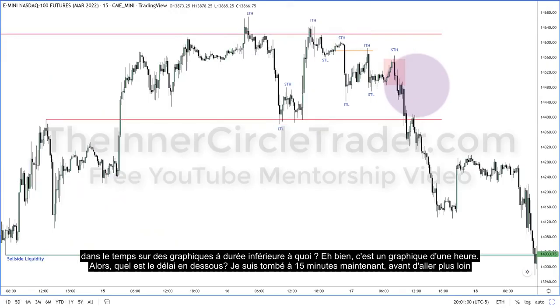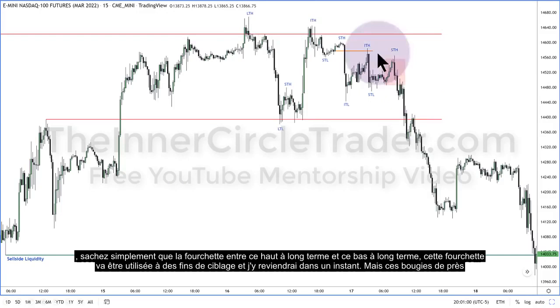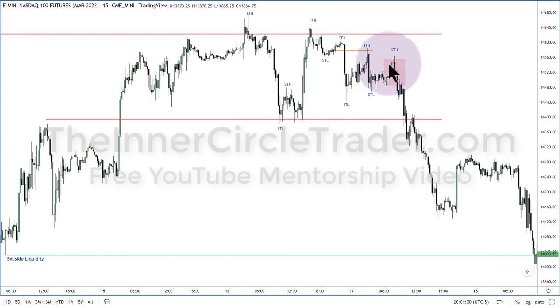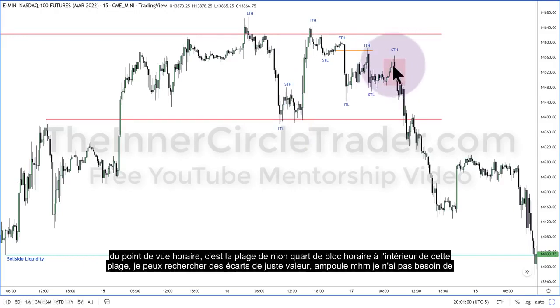I dropped to a 15-minute time frame. Now, before I get any further, just know that the range between this long-term high and this long-term low is going to be used for targeting purposes, and I'll get into that in a moment. But these up-close candles, from the hourly perspective, that's the range for my hourly order block. Inside that range, I can be hunting fair value gaps.